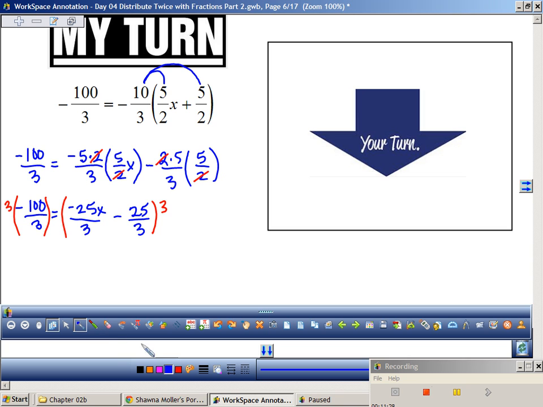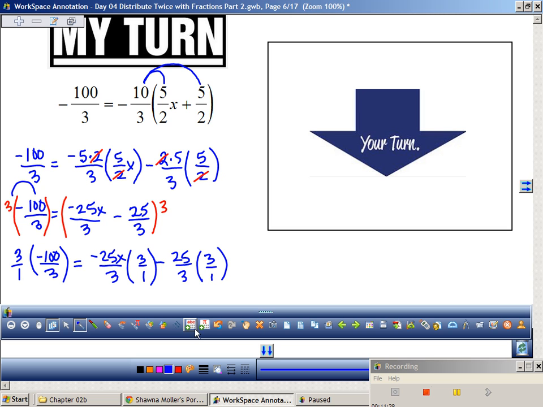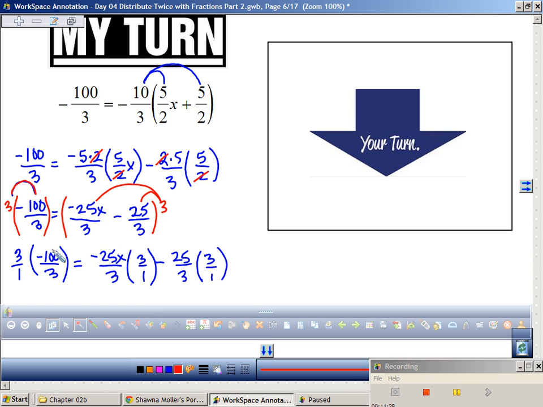All right. So 3 over 1 times negative 100 over 3 equals negative 25x over 3 times 3 over 1 minus 25 thirds over 3 over 1. Did everybody get a 3? Did I distribute 3 to everybody? Yeah. Everybody got a 3, correct? Negative 100 over 3 got a 3. Everybody got a 3? Yeah.